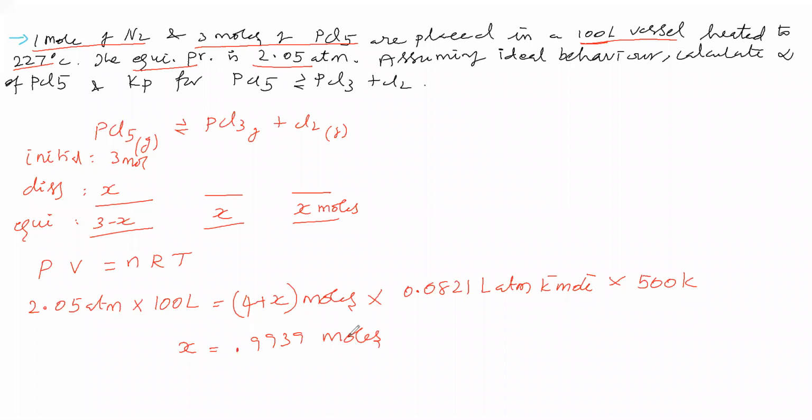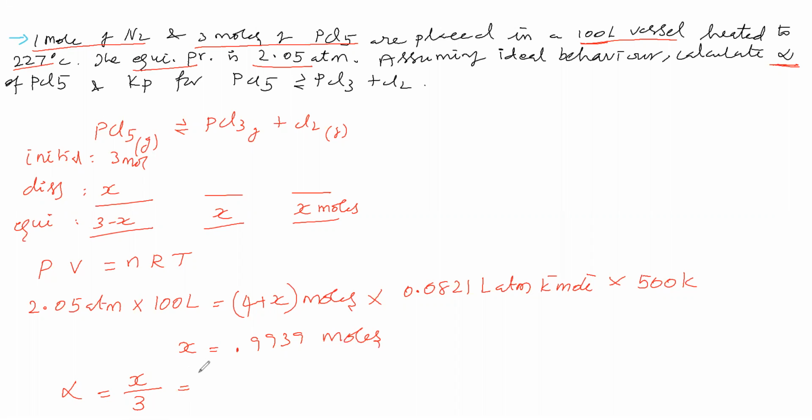Number of moles of PCl5 dissociated, we got. Now they are asking us to find the degree of dissociation. So degree of dissociation is equal to moles of PCl5 dissociated by initial moles of PCl5. Alpha is called the degree of dissociation of PCl5. X is called moles of PCl5 dissociated. 3 is called moles of PCl5 taken initially. This ratio is called degree of dissociation.